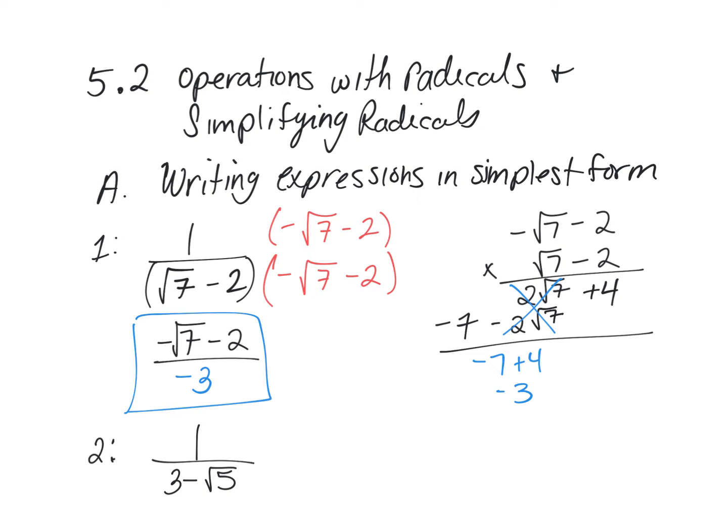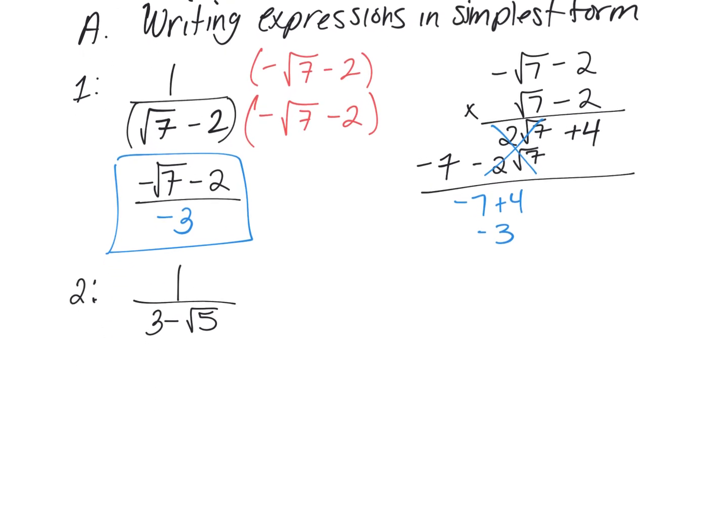Okay, we'll do another one. 1 over 3 minus the square root of 5. So what is my conjugate? 3 plus the square root of 5. I only change the sign on the radical, okay? And if there's 2 radicals, I only change the sign on one of them.